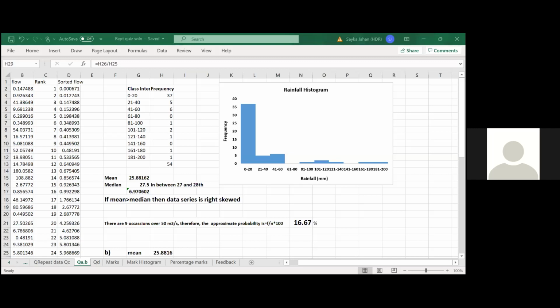Can everybody see the screen? Yes, we can.